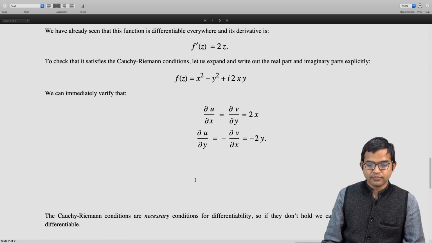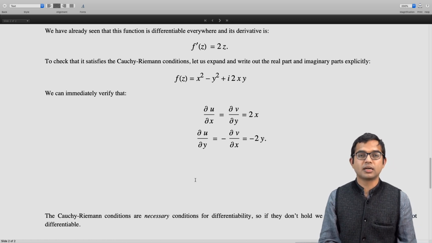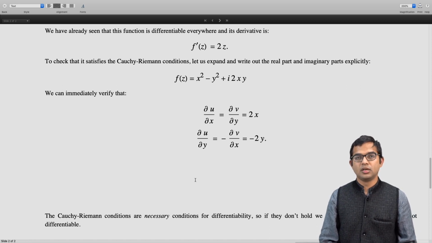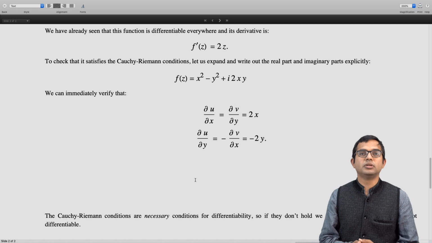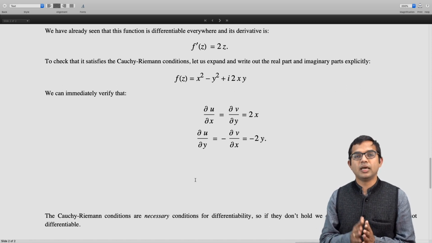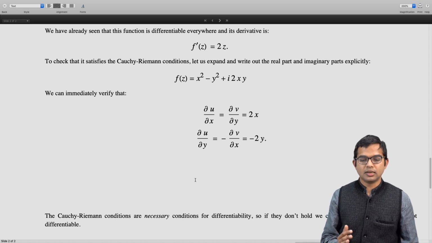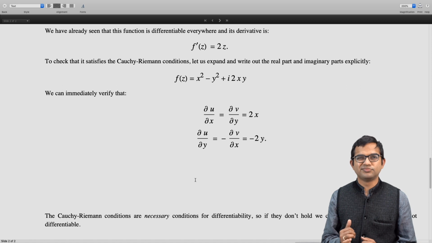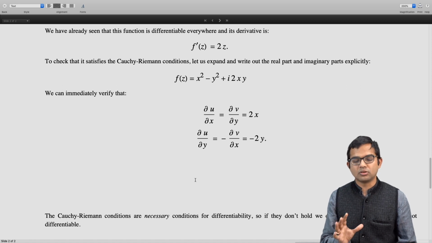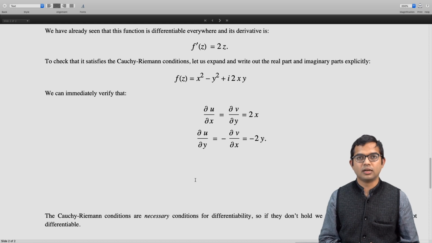So it's important to emphasize that the Cauchy-Riemann conditions are necessary conditions for differentiability, right? What we have shown is that if a function is differentiable from first principles, then for sure the Cauchy-Riemann conditions hold. They're not quite sufficient conditions, but almost, though not quite. We will come back to that point a little bit later.